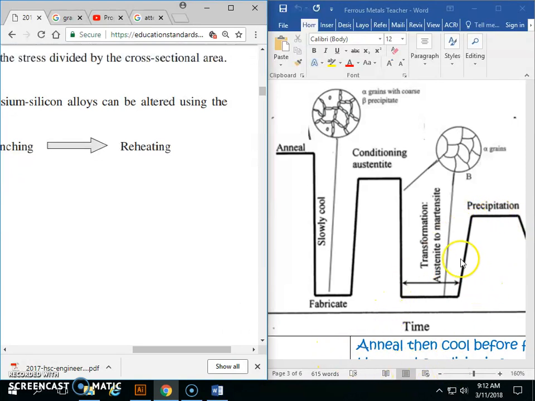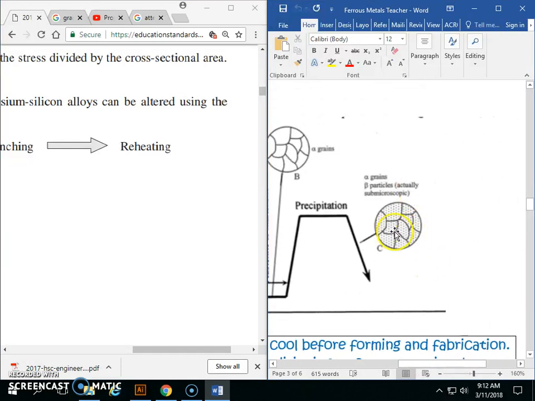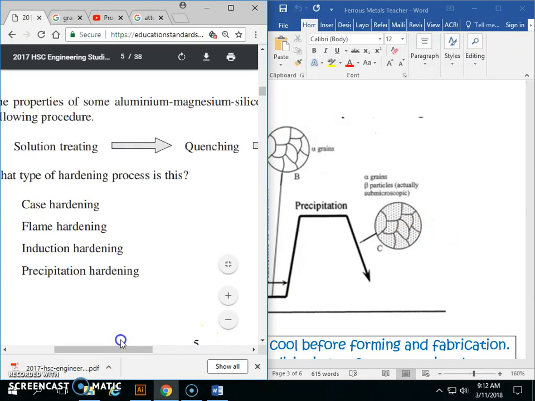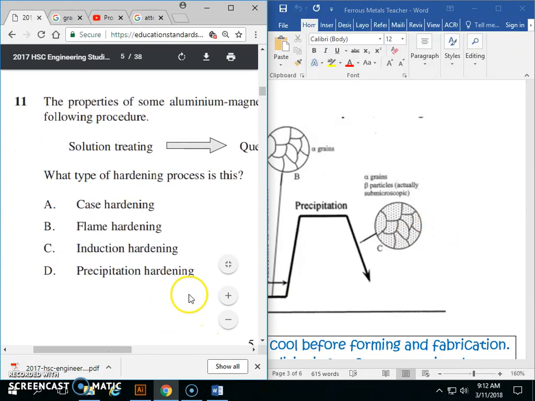And then what that does is that will eventually produce microscopic inclusions. Why do we do this? We do this so that we have tiny microscopic disruptions of the lattice, which give us additional hardening. Okay, so precipitation hardening is also the heat treatment that we think of when we talk about aluminium.